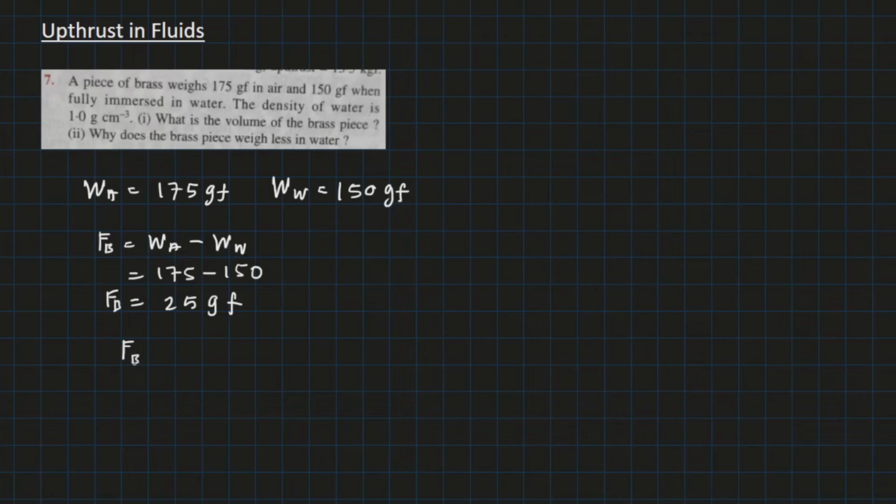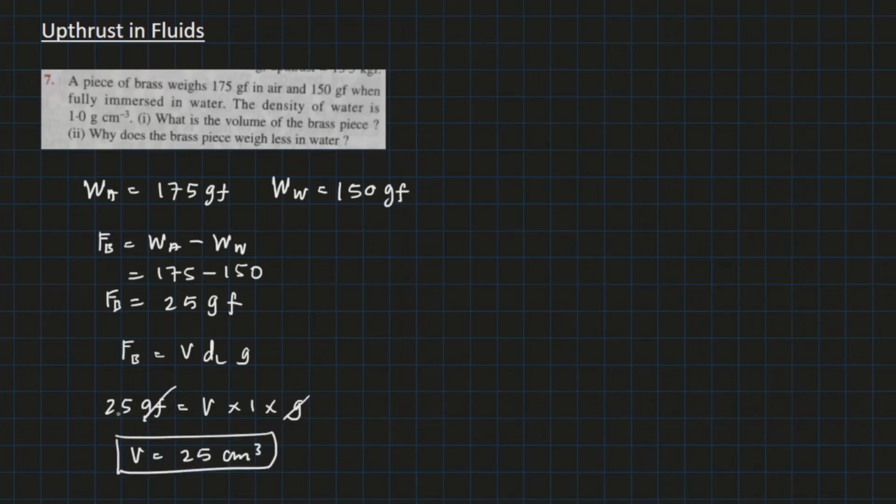Now, what is the formula for upthrust? It is V d l g: volume of the body, density of liquid, and gravity. So this is 25 gram force. This is V into 1 into g. Why 1? Density of water is 1. So here we get V as 25 centimeter cube. So that's the volume of the body.